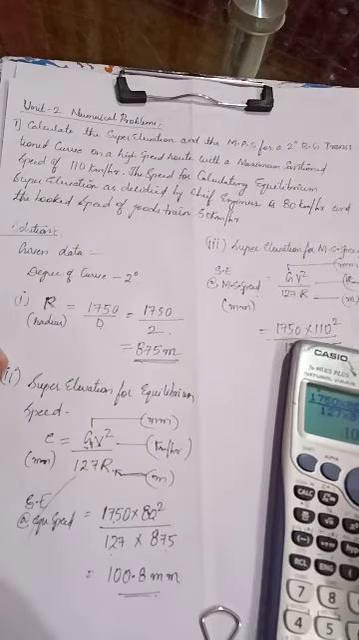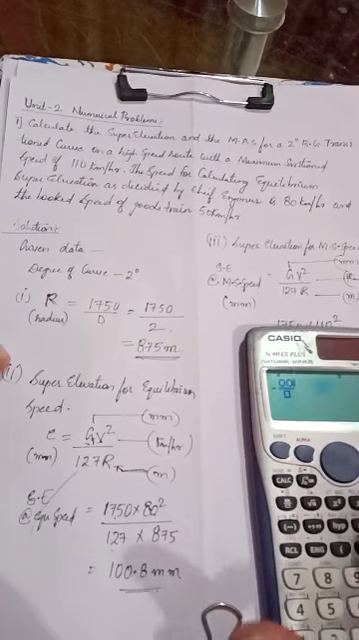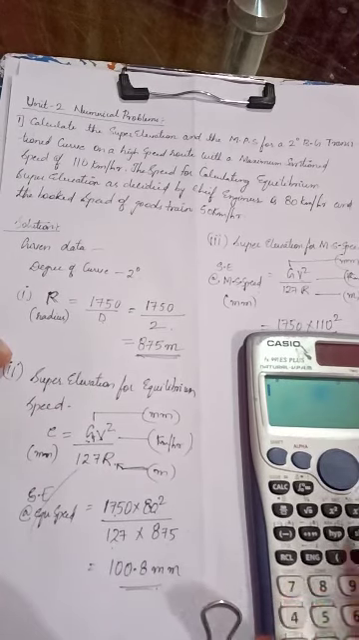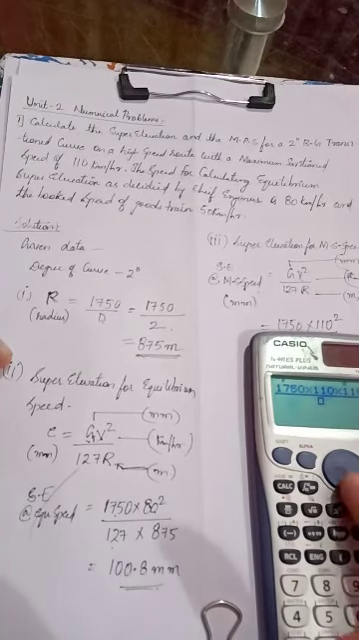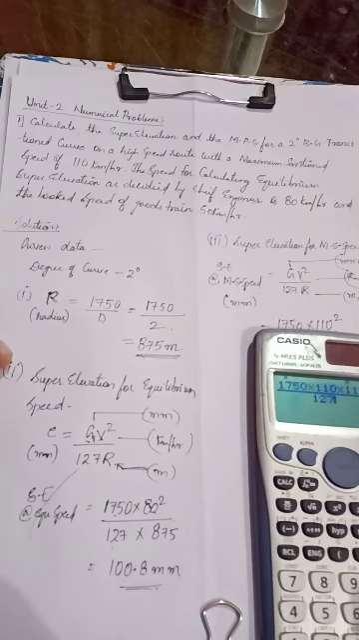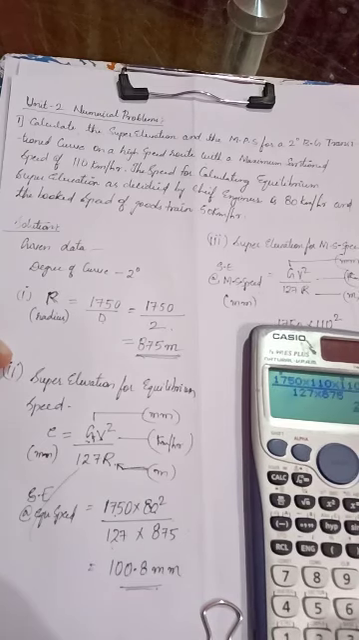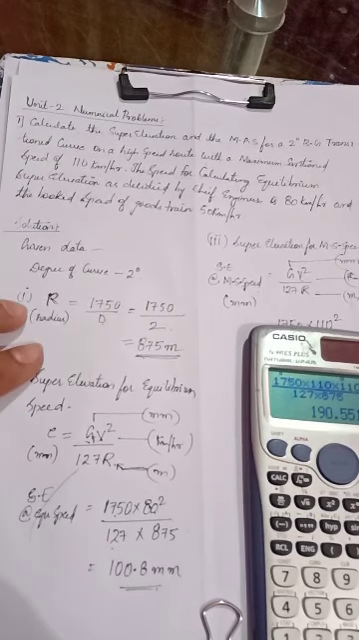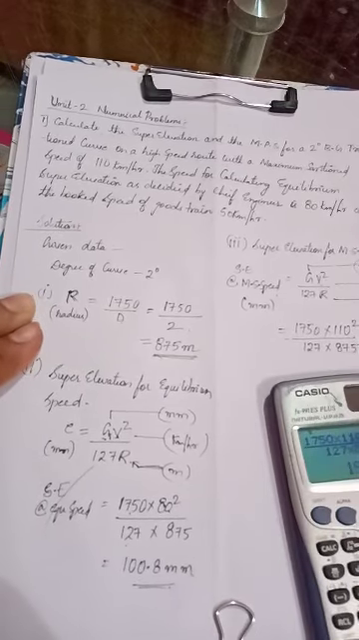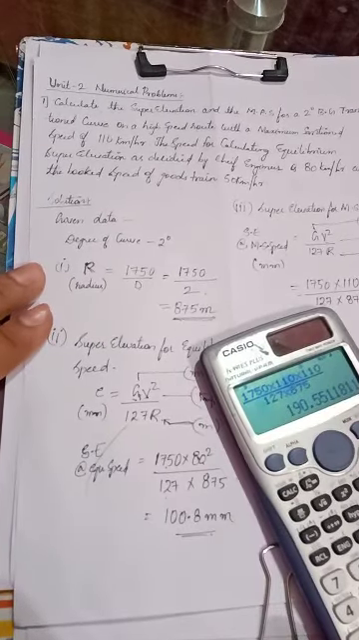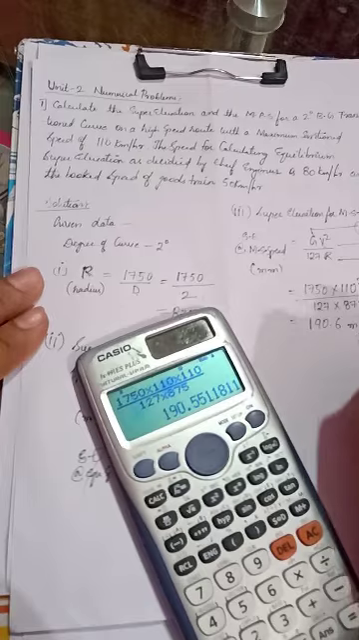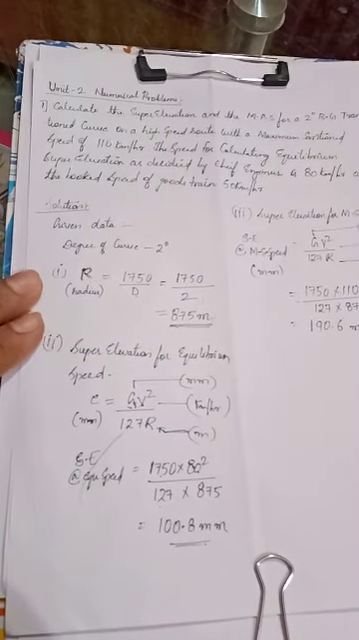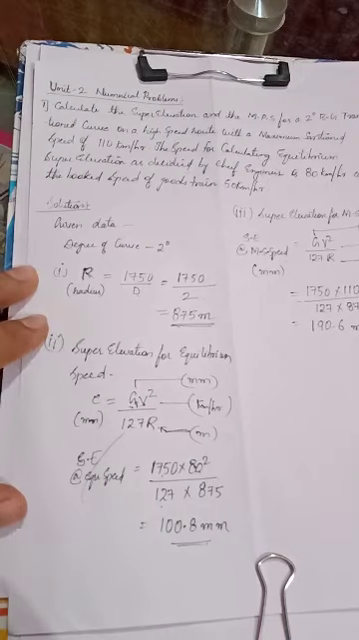So now let us calculate. 1750 into 110 into 110 by 127 into 875. 190.55. Okay, the answer is nothing but 190.55. We will round off this to 190.6. 190.6 mm basically. The answer is 190.6 mm.